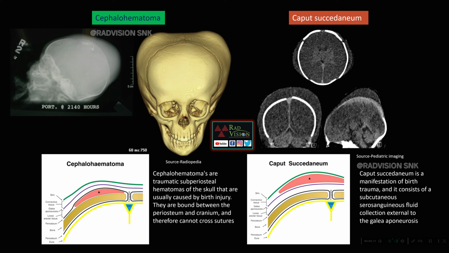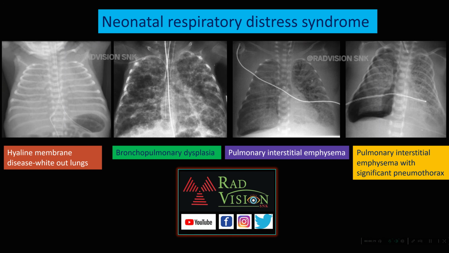And one of the other common differential diagnoses is subdural hemorrhage. And this is commonly asked in theory and viva.